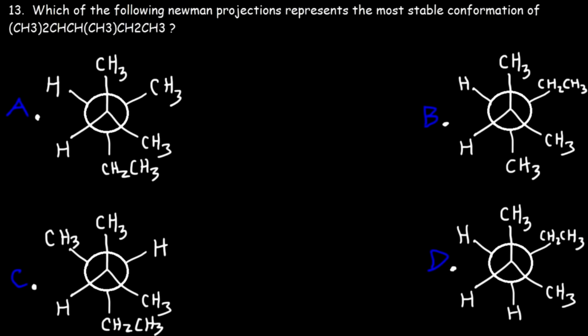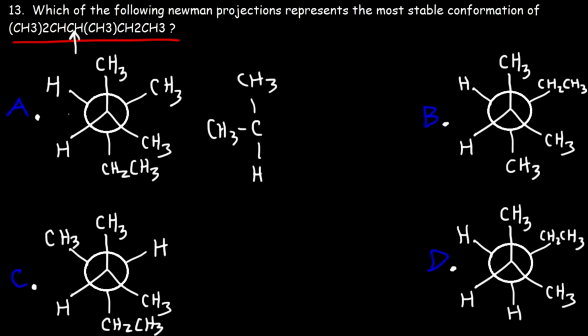Number 13. Which of the following Newman projections represents the most stable conformation of this molecule here? So go ahead and try this problem. The first thing we should do is draw a better structure. Let's expand the condensed structure. So let's start with the CH. That carbon has a hydrogen and it has two CH3 groups attached to it. So it looks like this.